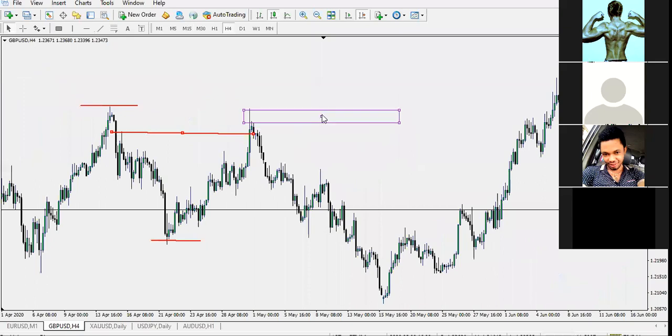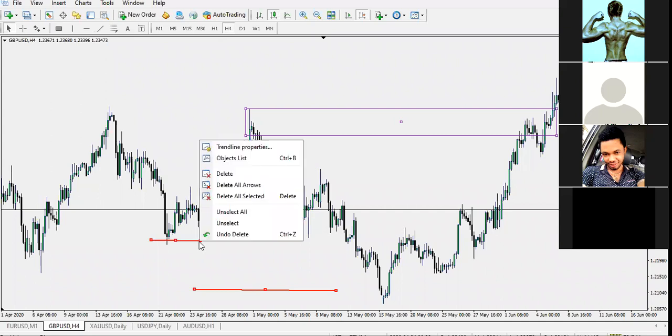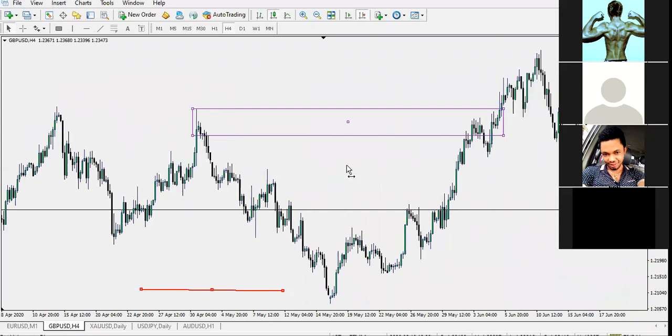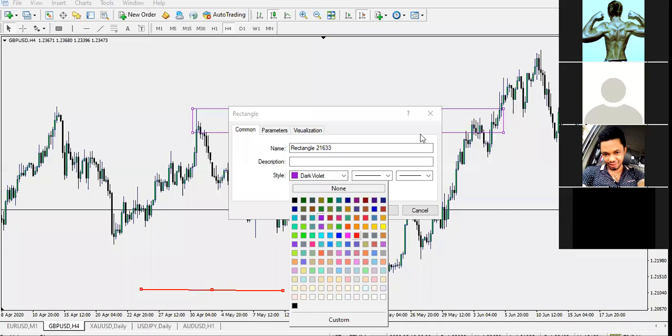So again, 4-hour order block over here. When price trades into this 4-hour order block, we just go down to the 15-minute and see if we can take ourselves an entry. So here is our order block. That is our order block. And let's just make this quick.